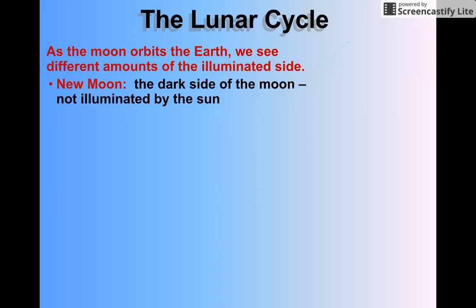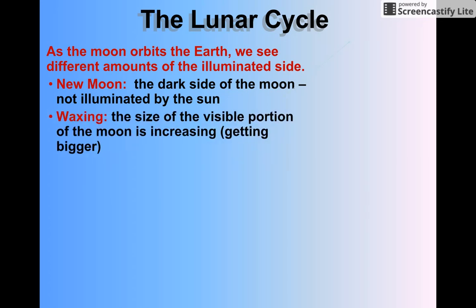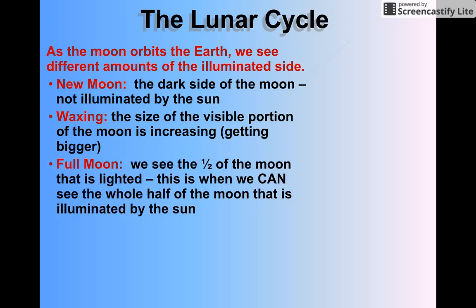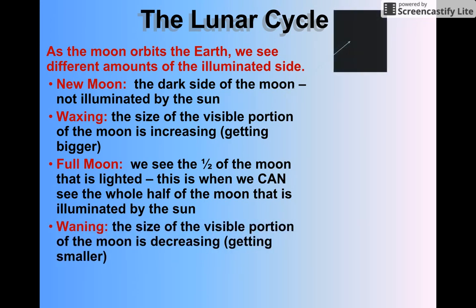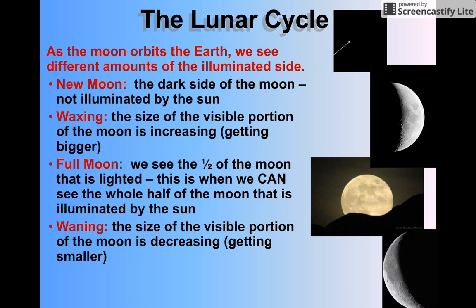The new moon is when we do not see the moon. Basically, this means that it's up during the day. Waxing is the size of the visible portion of the moon getting larger. Full moon is when we see the whole half of the moon that is illuminated by the sun. And waning is a term that we use to describe the size of the visible portion of the moon getting smaller.